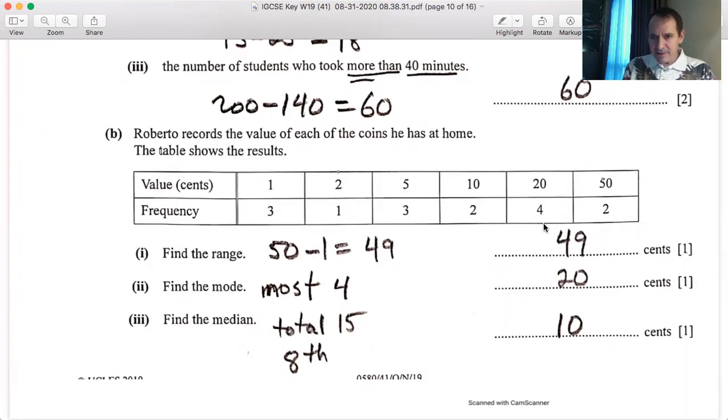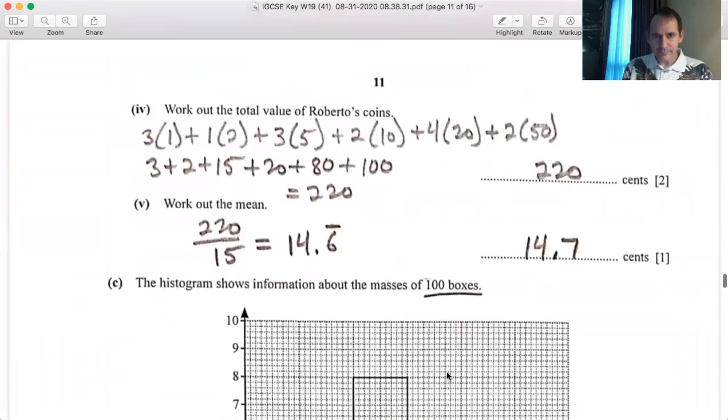And then the median. Well, if you add these up, 3 plus 1 is 4, plus 3 is 7, and so on, there's a total of 15 coins. So that means the middle would be the 8th coin. There's an exact middle, the 8th one. So if we start over here, here's 3, 4, 5, 6, 7, which means the 8th one is right in here. So it's the 10-cent piece that is the median.